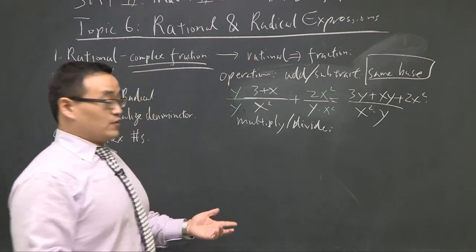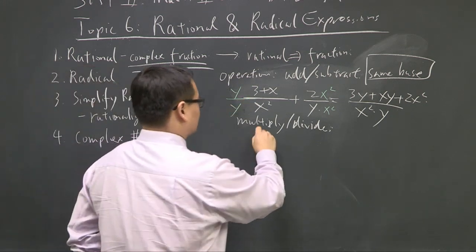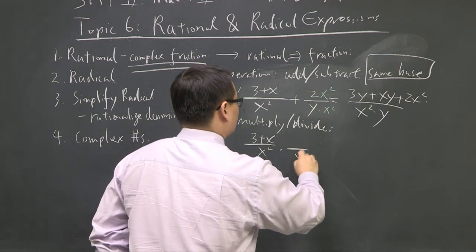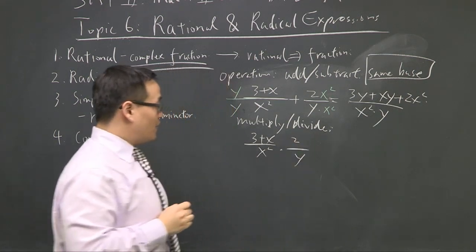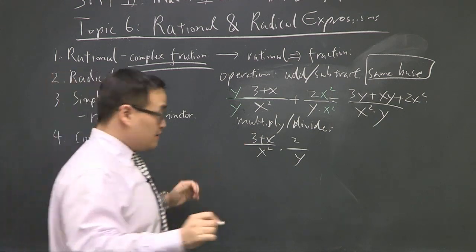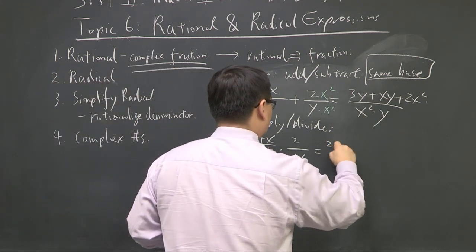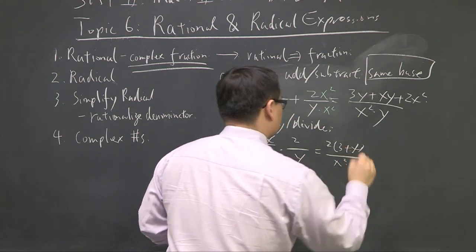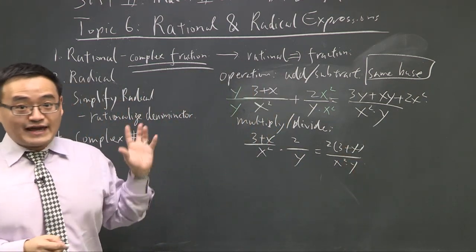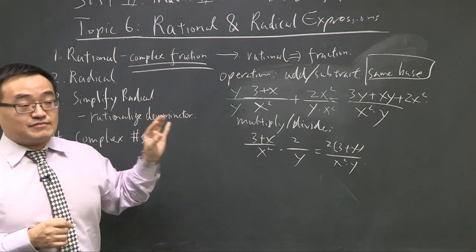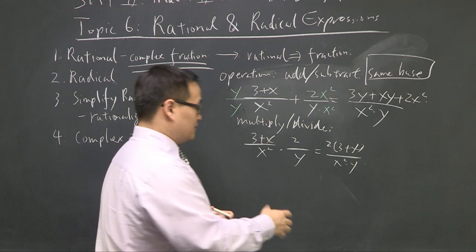it's even more straightforward. Let's use the same case: 3 plus x divided by x squared, times 2 over y. All you have to do is multiply the top and multiply the bottom, and you're done. I get 2 times 3 plus x, divided by x squared times y. Very simple, very straightforward. You know this already from pre-calc and from algebra, so no need to get deep into that.